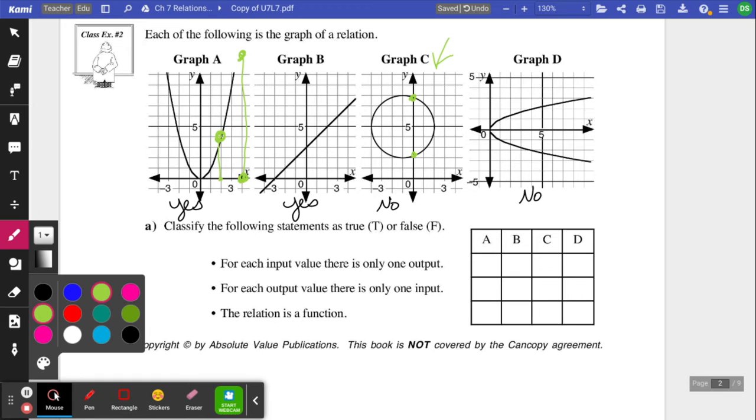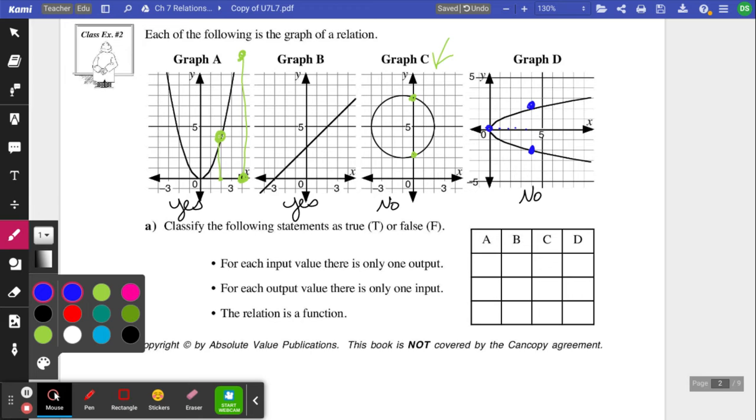If I look at, say, a value on graph D, like 4, so if this is 0, 0 here, I go 1, 2, 3, 4. Look, I've got an option to go there or an option to go there. For the same x, I've got two different places to go. I don't know where to go. It's not a function.